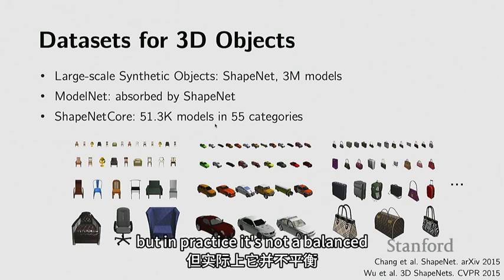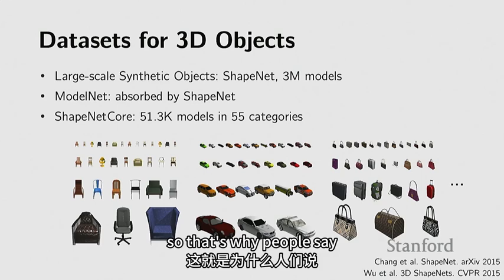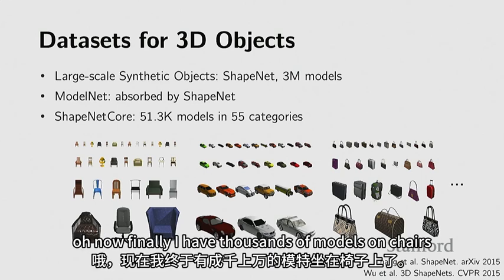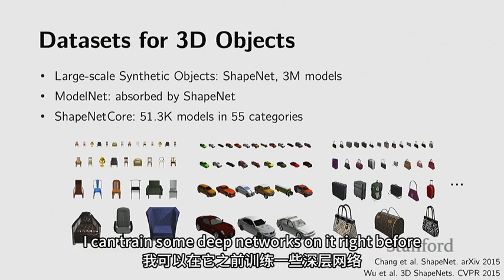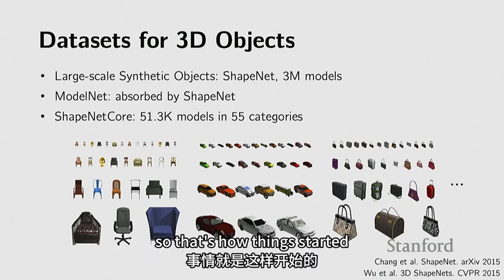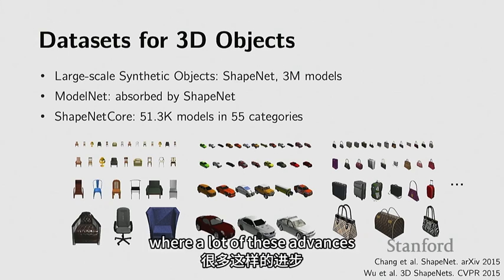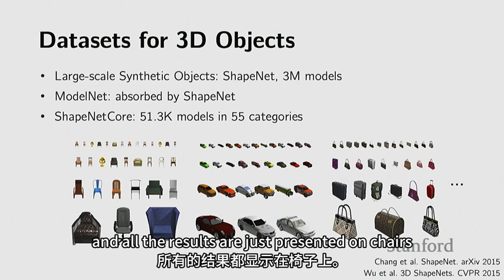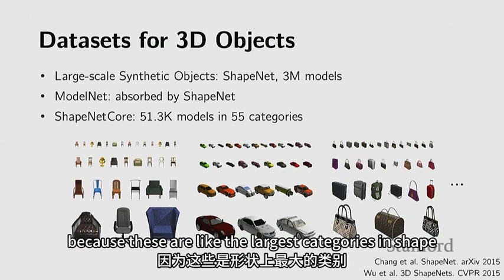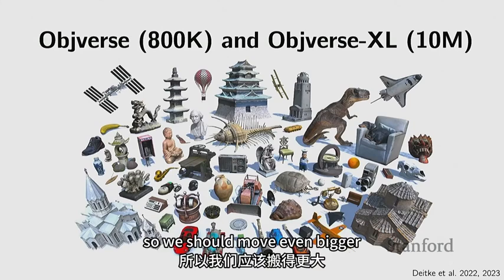But in practice, it's not that balanced. For chairs, you have a lot more. So people said, now finally I have thousands of models of chairs, I can train some deep networks on it. Before, you had 10 models and couldn't do anything. So that's how things started. For a few years, a lot of the advances and results were just presented on chairs and cars, because these are the largest categories in ShapeNet. And people felt like, okay, that's great, but it's not enough, so we should move to something even bigger.